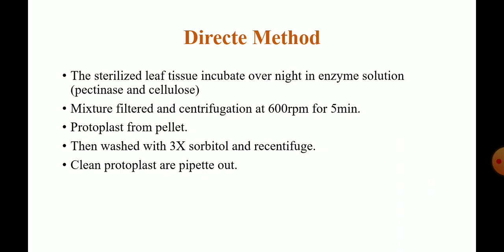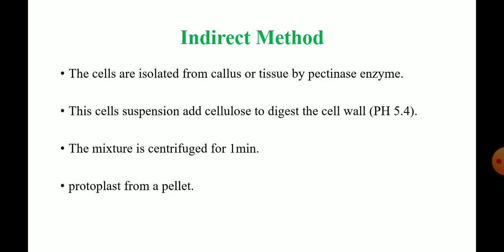The sterilized leaf tissue is incubated overnight in an enzyme solution of pectinase and cellulase. The mixture is filtered through nylon mesh and centrifuged at 600 rpm for 5 minutes. Protoplasts form a pellet, which is then washed with 3x sorbitol and re-centrifuged. Clean protoplasts are pipetted out.